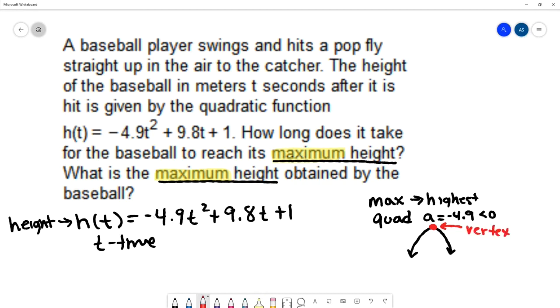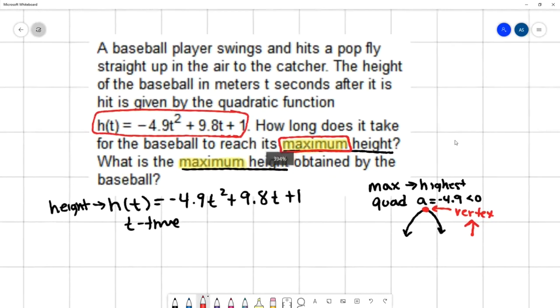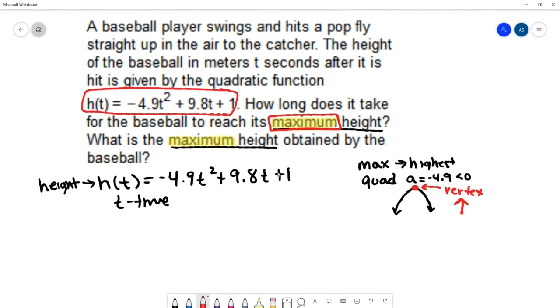So when you see these things together, you're asked for the maximum, you're given a quadratic. That means that you're going to use the vertex to answer the question. So you're looking for those keywords in the problem, and that helps you to know what to do. So we want to find the vertex of this. We have a formula for finding the vertex, and this might be a little bit confusing.